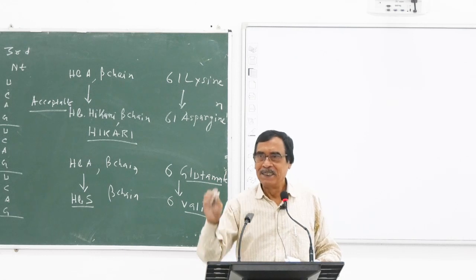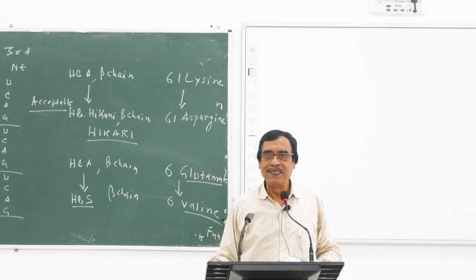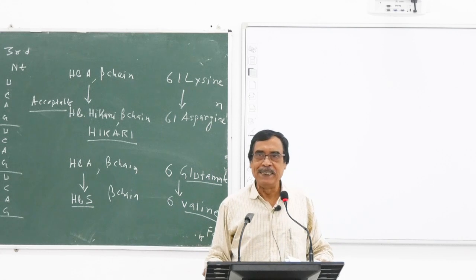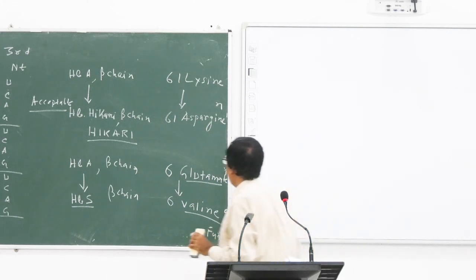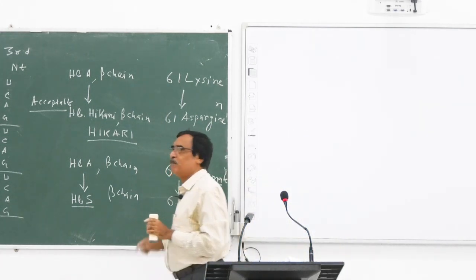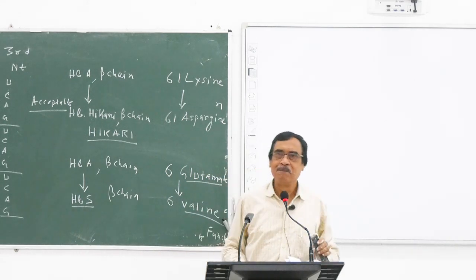For memory, Ghoti is replaced by Bangal, glutamate is replaced by valine. Glutamate is replaced by valine. Okay?